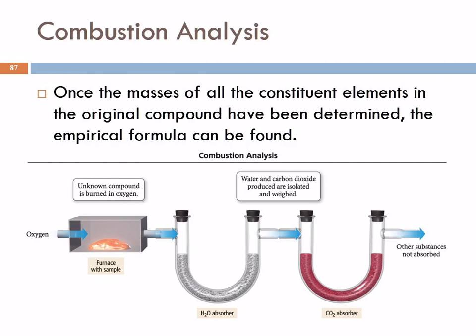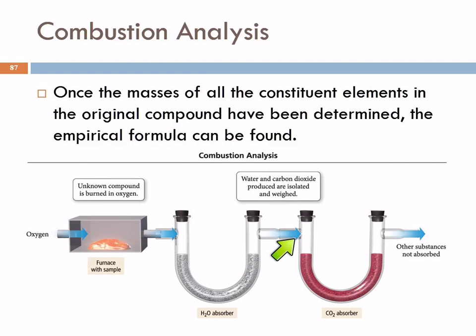This is an illustration of a combustion analysis device, I guess you could call it. So we have this little combustion chamber, a furnace. You put your sample in there, oxygen is fed in there, and this is ignited, and it burns. As it burns, it produces carbon dioxide and water. And there's a stream of air with oxygen flowing this way, and so they're going to be forced through these U-shaped tubes. In this first tube is a substance that absorbs water. So this will trap all the water that's coming through. The carbon dioxide will keep going.